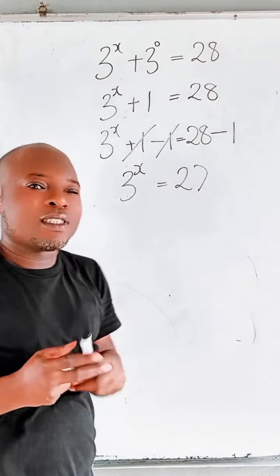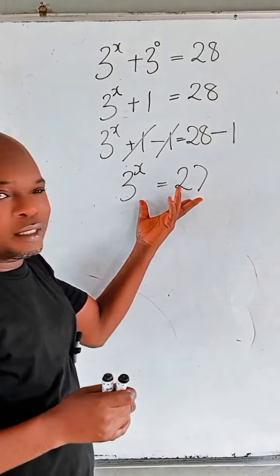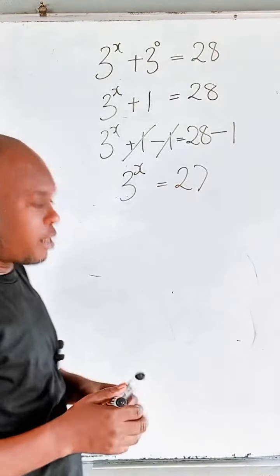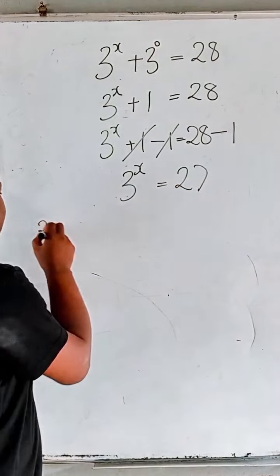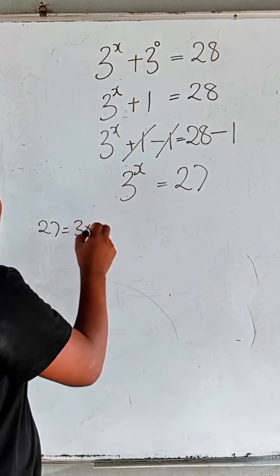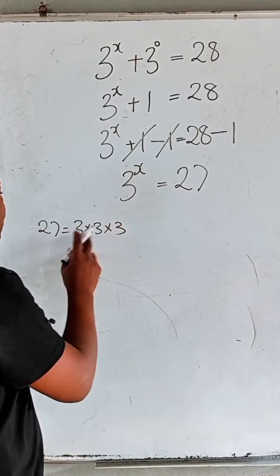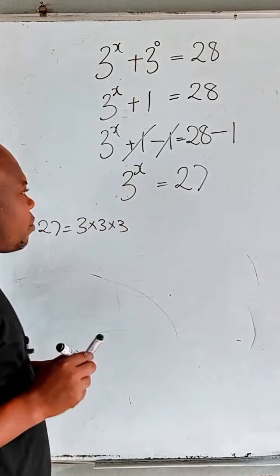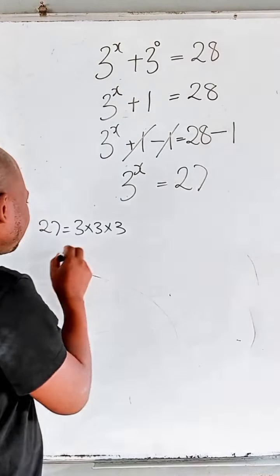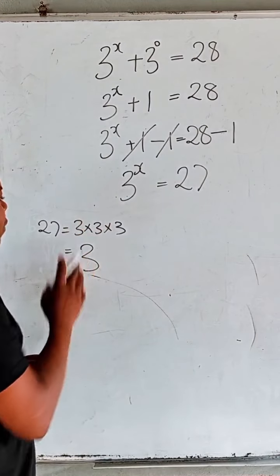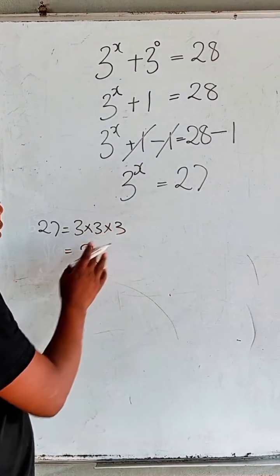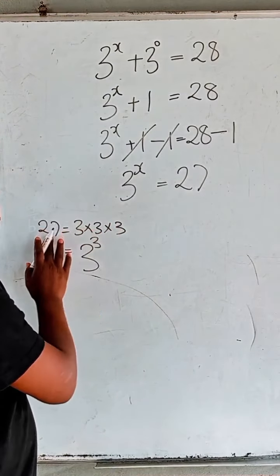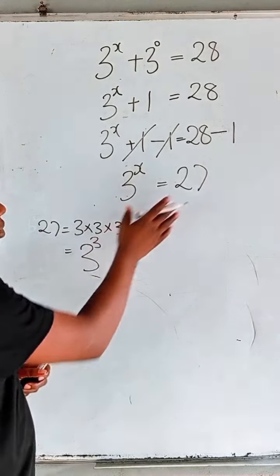Okay, and at this point, we put them in the same base. We can remember that 27 is the same thing as 3 times 3 times 3. 3 times 3 is 9, 9 times 3 is 27. Then we make it an index, and it becomes 3 raised to the power of, how many 3's do we have? 1, 2, 3. Raised to the power of 3. So in place of 27, we get this written.